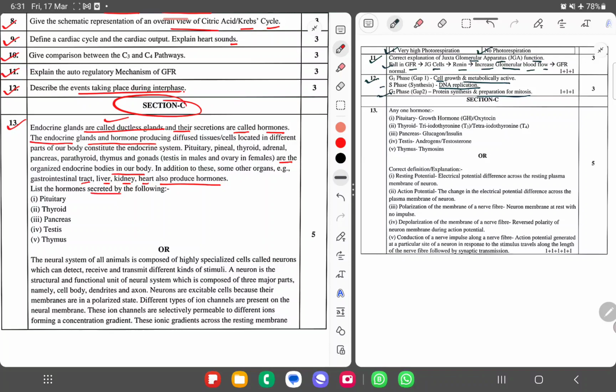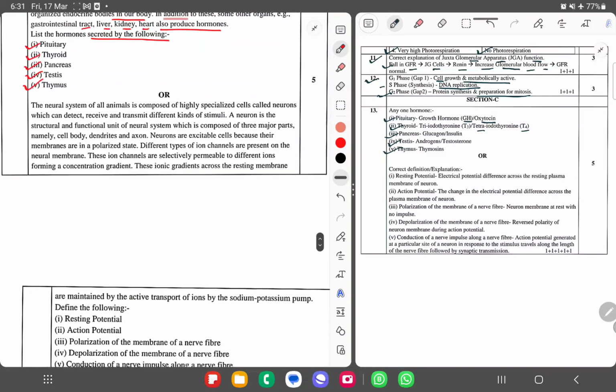List the hormones secreted by the following. Which hormone is made by the pituitary gland? Growth hormone, GH, or oxytocin. Which hormone from the thyroid? Triiodothyronine, tetraiodothyronine. Okay? Which hormone from the pancreas? Glucagon and insulin. Testis: androgens and testosterone. Thymus: thymosins. Okay, and let's move on to the other parts of question number 13.